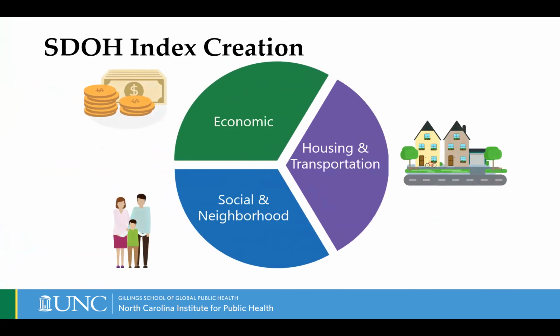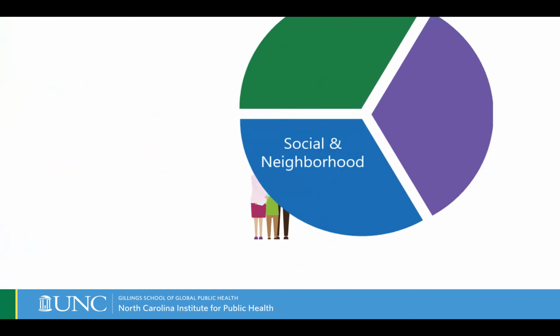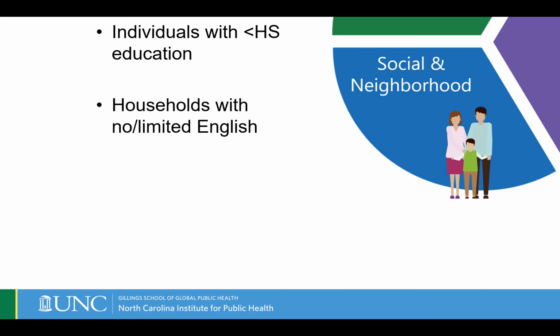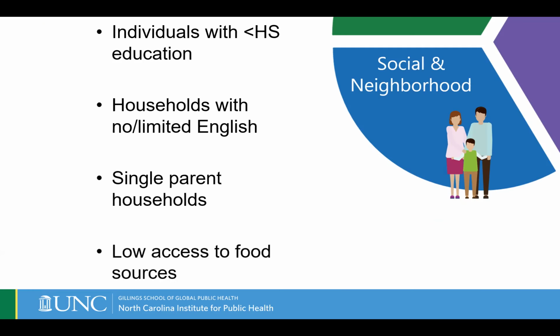So our next, third, and final category is social and neighborhood. Within this category are data on individuals with less than a high school education, households with no or limited English proficiency, households being headed by a single parent or guardian, and households in areas that have low access to food sources.